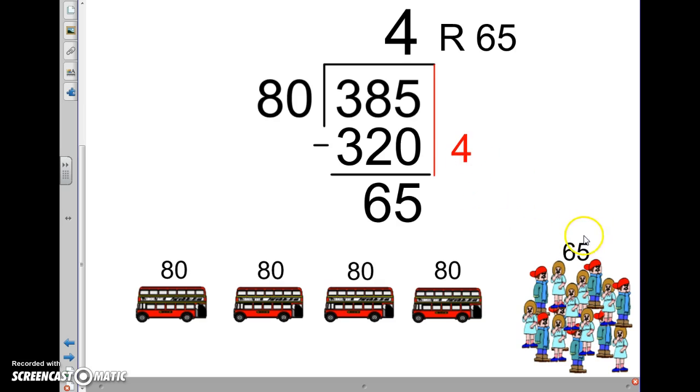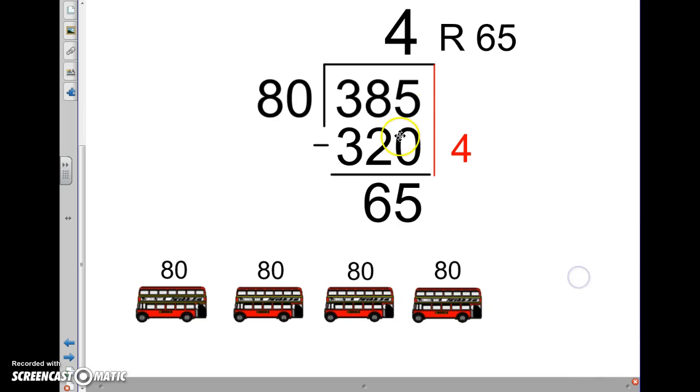So we need to think about, well, what can we do to get all the passengers to the museum on that field trip? What's the reasonable thing to do here? The reasonable thing to do is to get 1 more bus. And that bus is going to have 65 passengers on it.